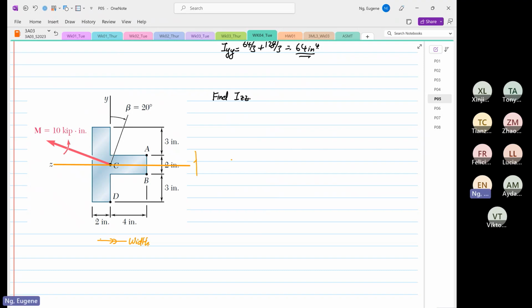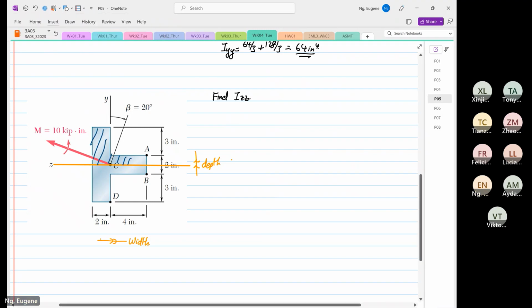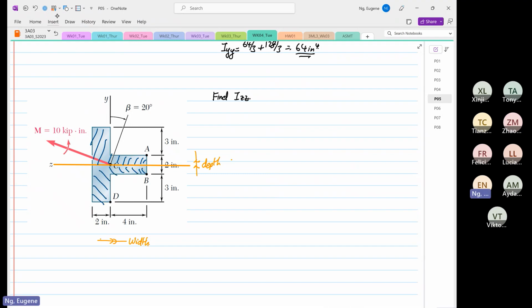And the perpendicular geometry, this is the depth. The formula is the same, but we no longer need to calculate the position of the centroid along the ZZ axis. Why? Because by observation, we know that the ZZ axis is on that line, because the area on the top is equal to the area at the bottom. So by observation, we know that the ZZ line is the centroid.